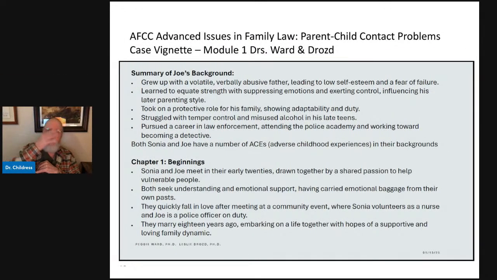So now, Joe's background. Well, who's Joe? He grew up with a volatile, verbally abusive father, leading to low self-esteem and a fear of failure. Learning to equate strength with suppressing emotions and exerting control, influencing his later parenting style. Took on a protective role for his family, showing adaptability and duty. Struggled with temper control and misused alcohol in his late teens. Pursued a career in law enforcement, attended the police academy, and working toward becoming a detective.